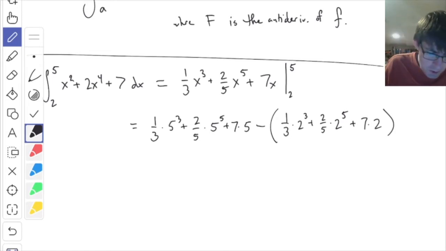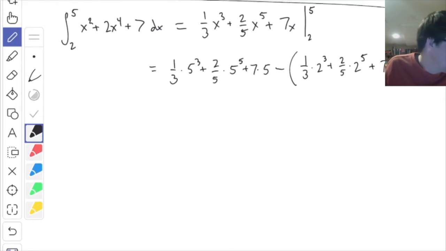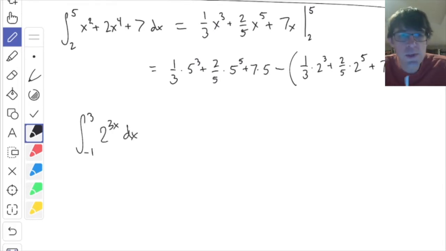Great, let's do some more. So that was a fairly simple one because it was just a polynomial. Here's one that's not really much harder, although you have to remember how to do it. Integral from -1 to 3 of 2 to the power 3x dx. My first step is to write the antiderivative. How do you do the antiderivative of 2 to the power 3x?